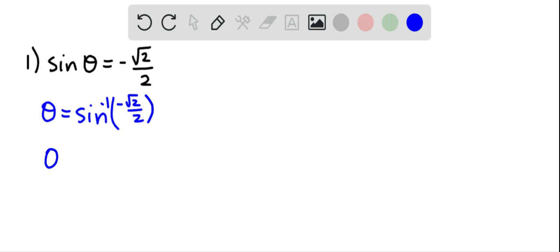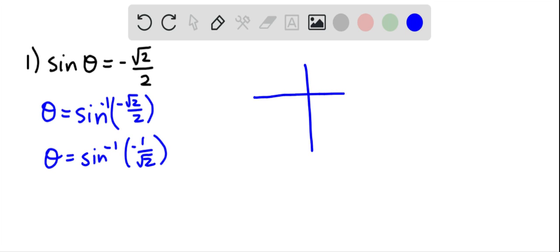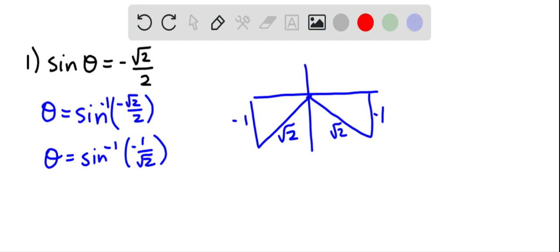And you can think of that as inverse sine of negative 1 over square root 2 if you want to unrationalize it, because that way it's easier to picture with your reference triangle. So think about where sine is negative. Sine is negative in quadrants 3 and 4. And sine is opposite over hypotenuse, so we would put the negative 1 on the opposite and the square root 2 on the hypotenuse. And so we realize that we have a 45, 45, 90 triangle with a 45-degree reference angle.